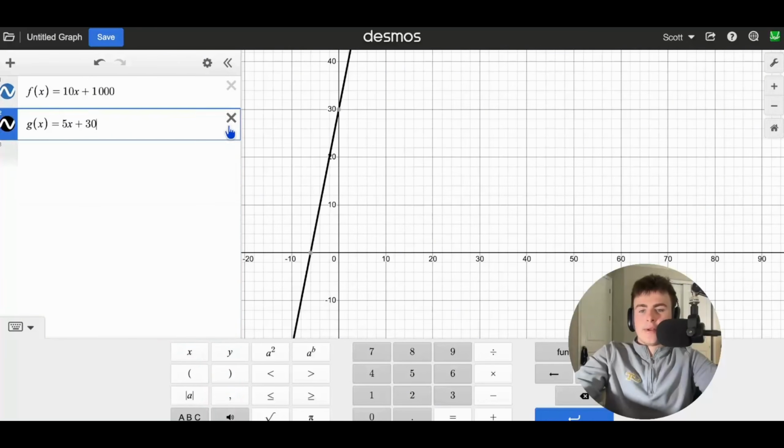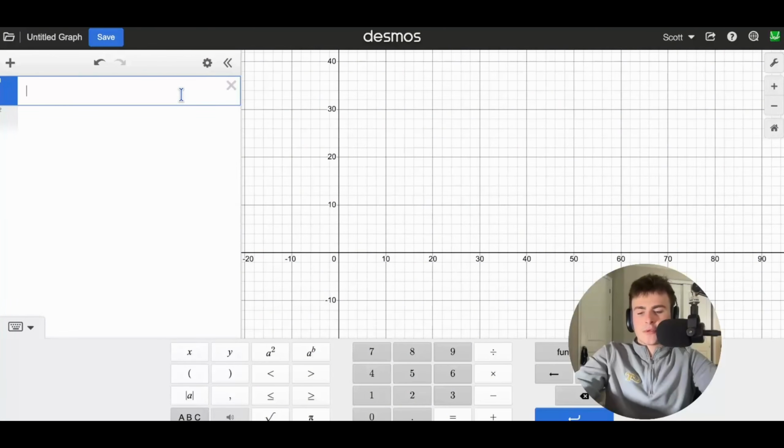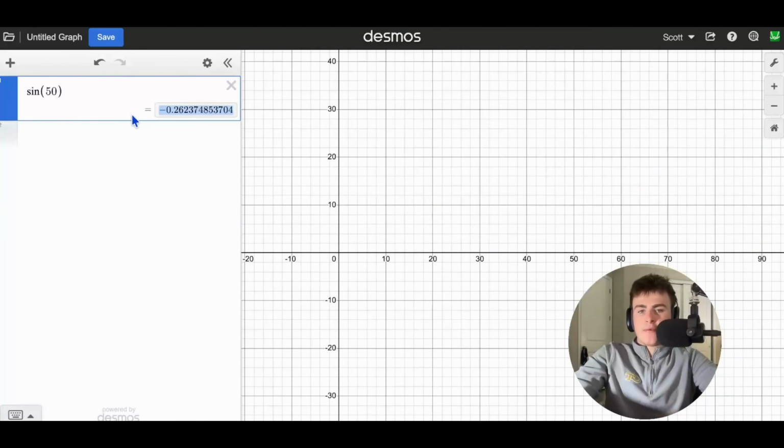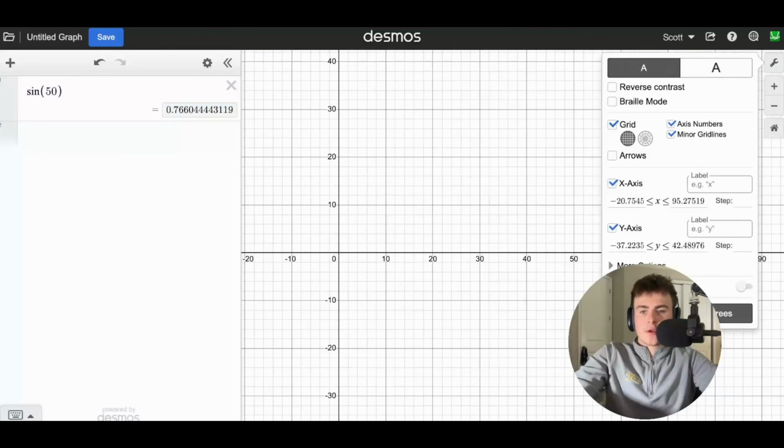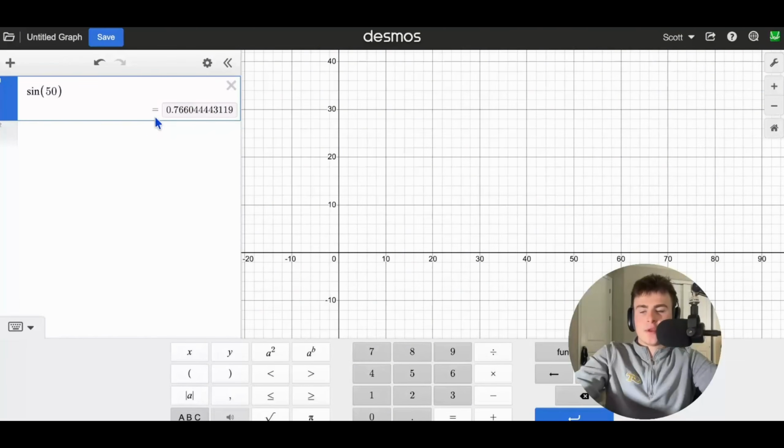So nice. Now, next one is sine and cosine. There's a question on the March SAT where this will be very helpful. If you have sine of 50 and you want to find that value, this is going to be a wrong value because by default, Desmos is in radians. So you have to go to the wrench symbol here and change it to degrees. Perfect. And now this is actually the correct value.